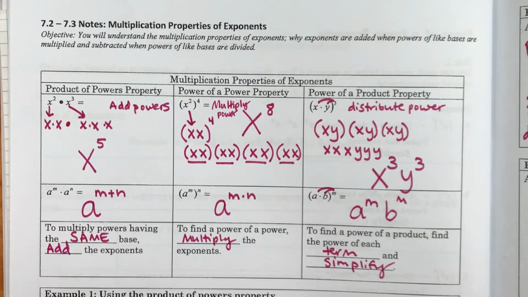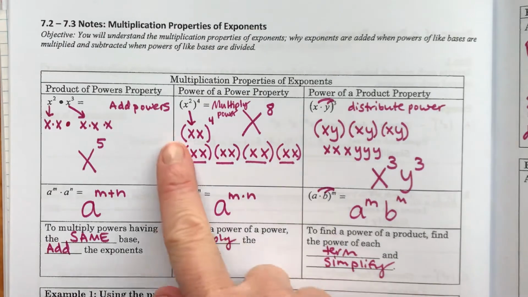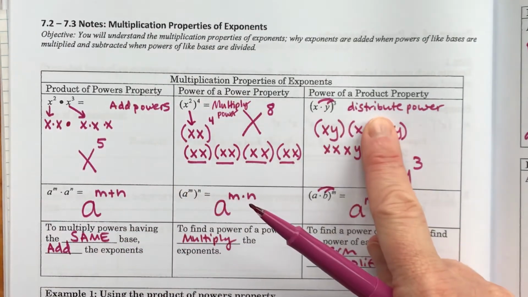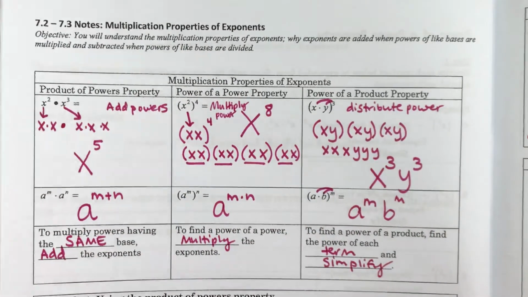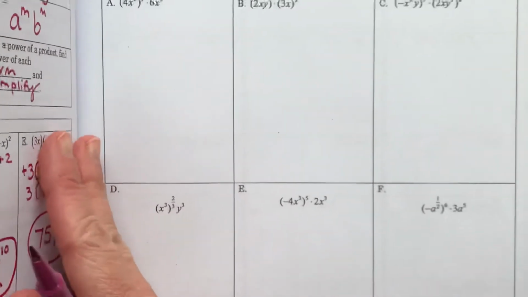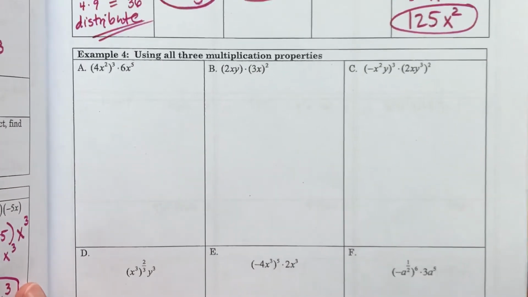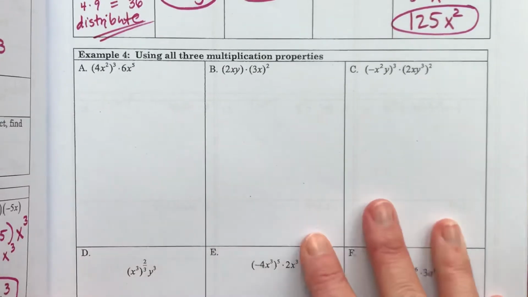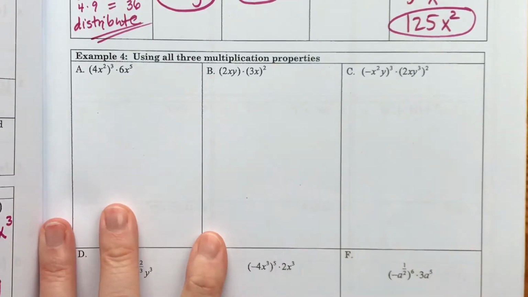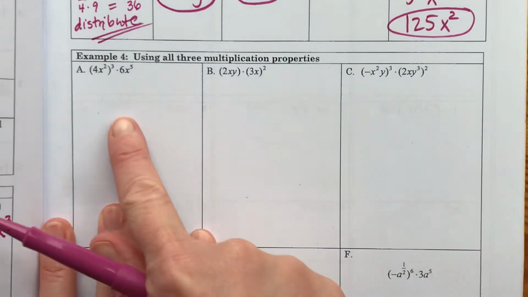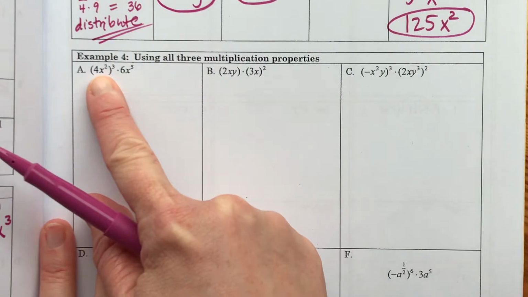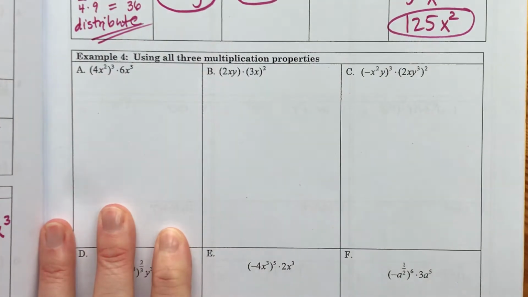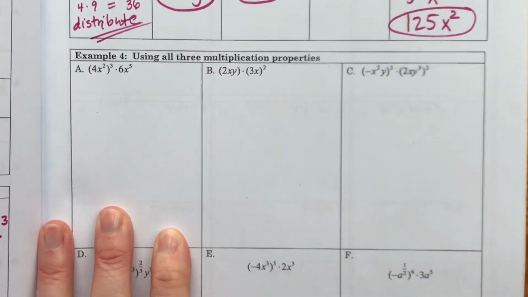In this next video, I'm going to do a mashup, a mixed review of all of the multiplication properties of exponents. And I have 6 examples that I'm going to work through, and they are these 6 examples over here. So using all 3 properties sometimes at the same time. And our first question here is 4x squared to the third, and then times 6x to the fifth.